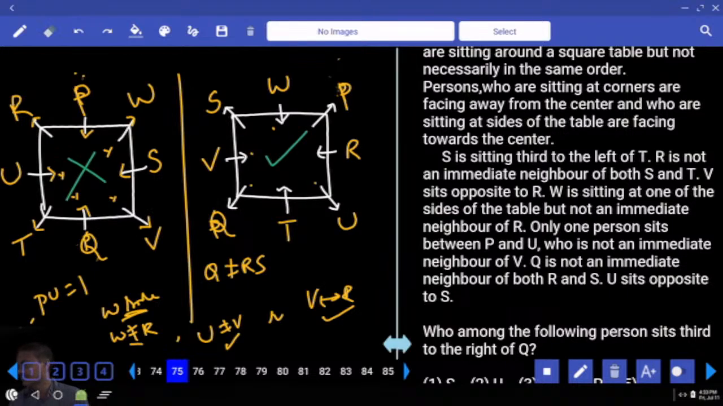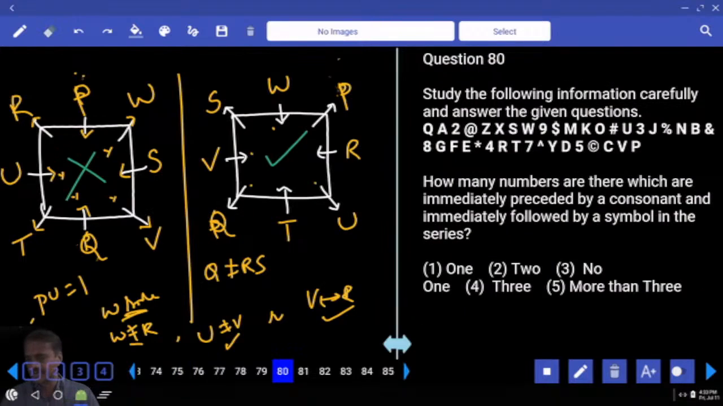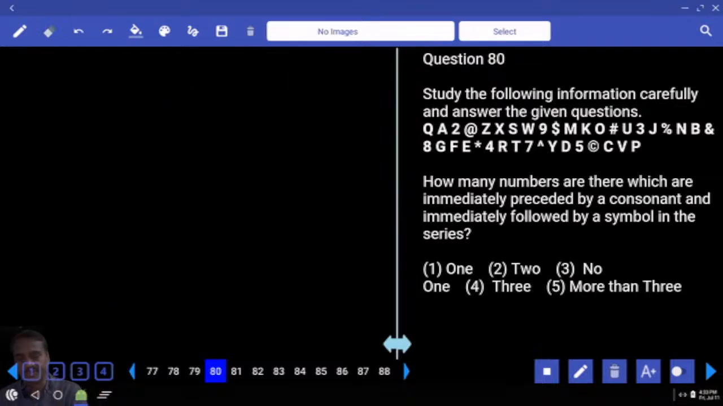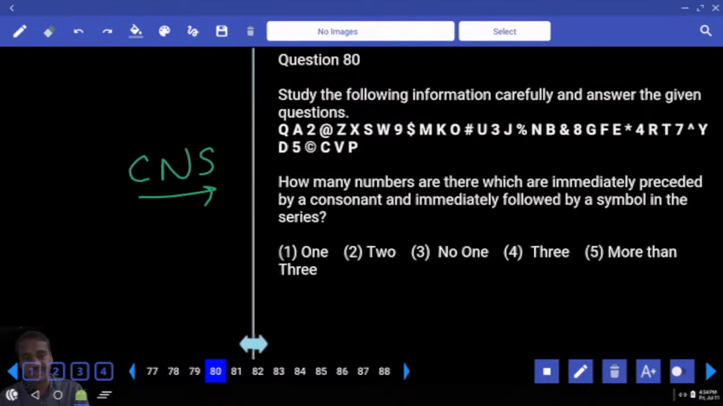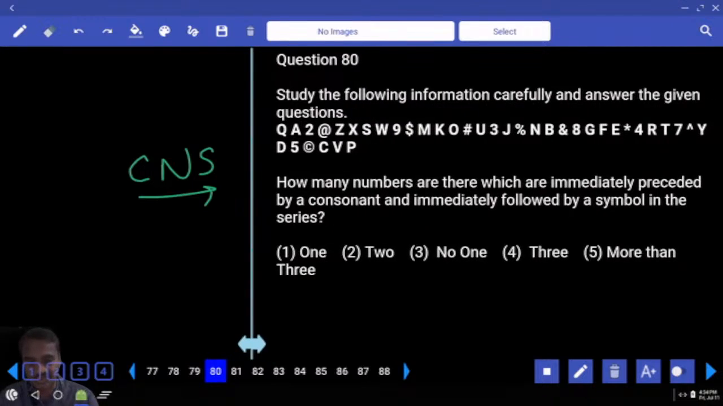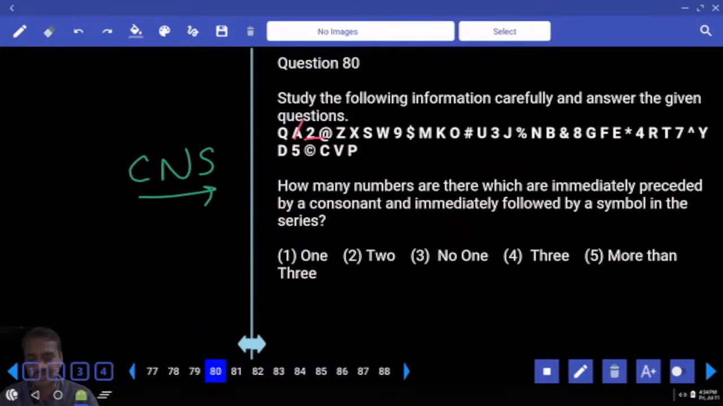Did you write it down? Then next one, question number 80 onwards. Questions 80 to 83, first or second priority? Definitely first priority. The sequence must be: a consonant, then a number, then a symbol, immediately followed by a symbol. Focus on the symbol. Is there W9? W is a consonant, 9 is a number, followed by a symbol.